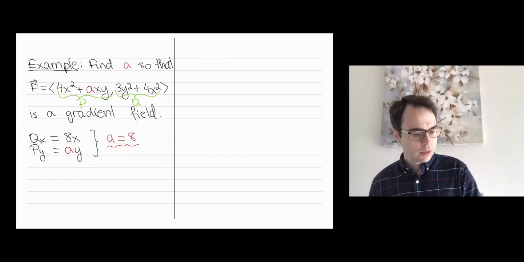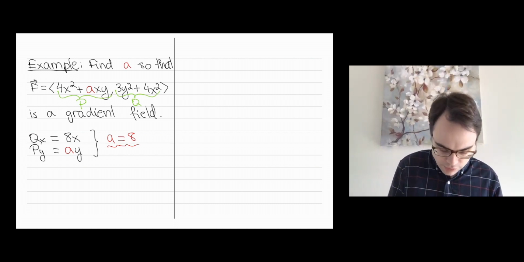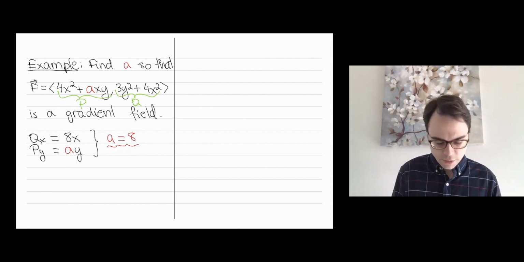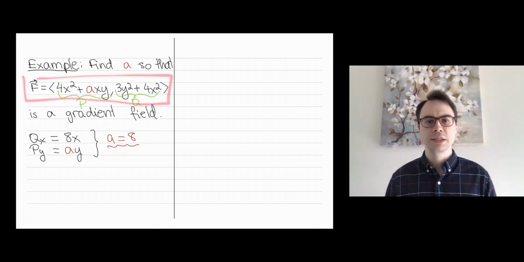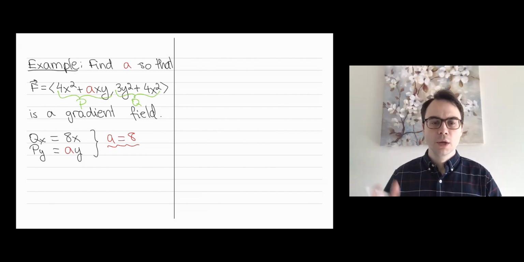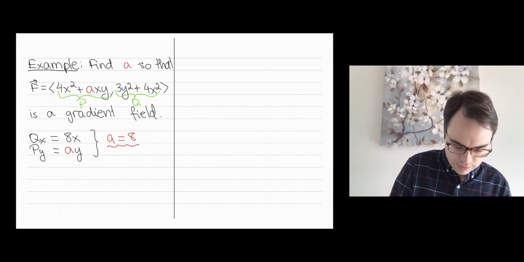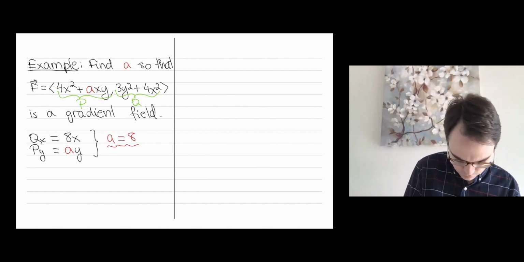So there you go. So now we know, so for this value of a, so from now on, a is going to be 8, right? We know, so with this value of a, I know for a fact that this vector field is the gradient of some function. So what I want to show you next is how we find that function. So let's find the potential function. Let me do it up here.